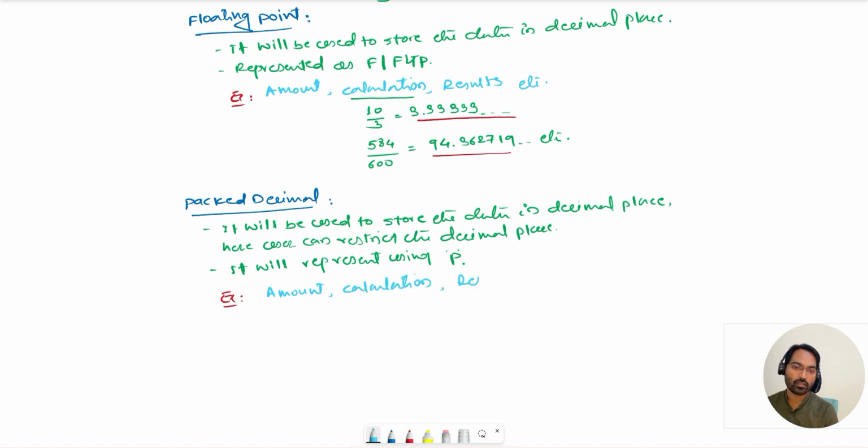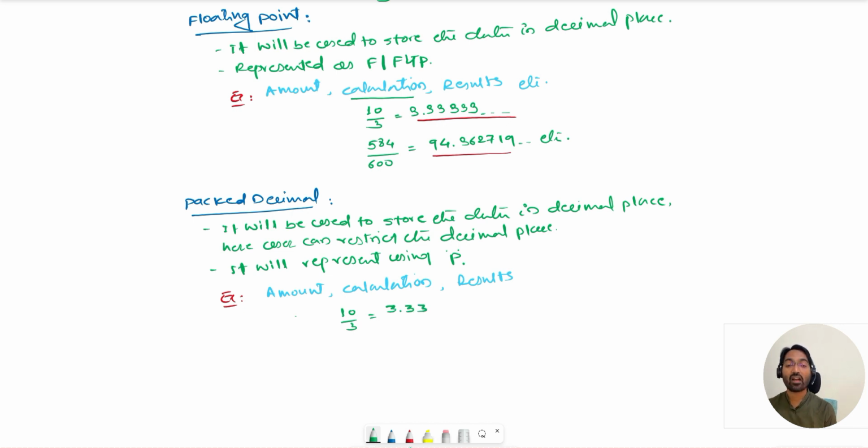You can store the results. But here you can restrict the decimal place. Suppose the same calculation, I'm taking 10 divided by 3. Now, what is the result? 3.333 and so on. If you run it across the entire earth, you will get the same result. But if you say that after the decimal I want only two digits, it will be something like 3.33.